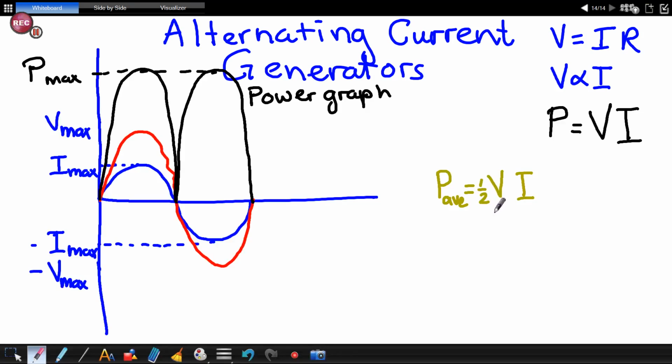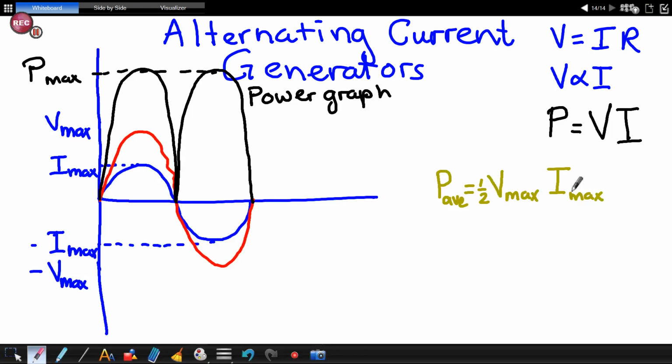of what is maximum? 2. So it is a half of V max times I max. Are you following what I'm doing? Trying. So your average power is half of V max I max.